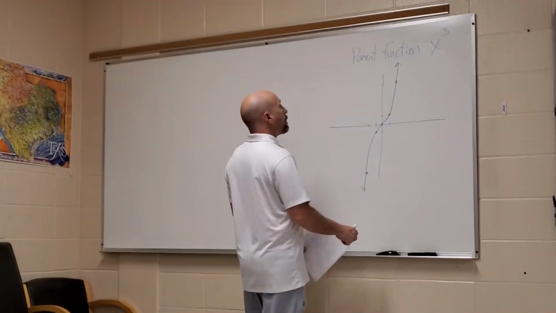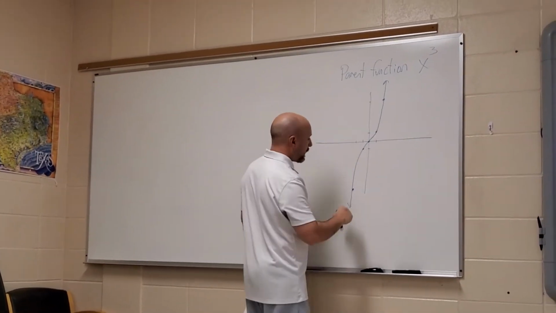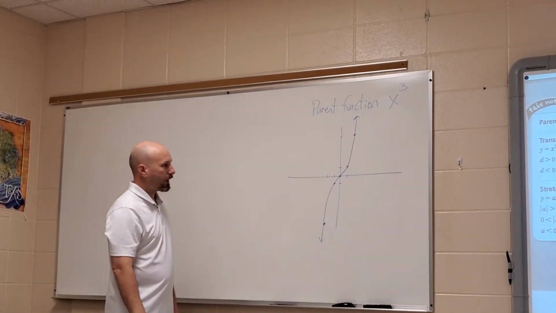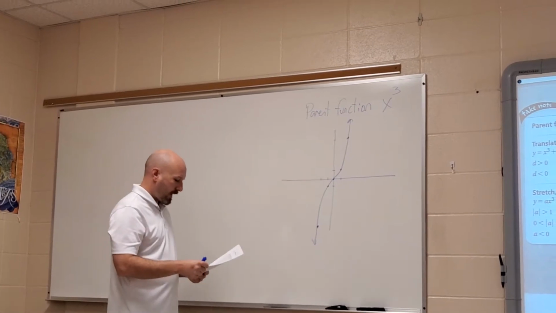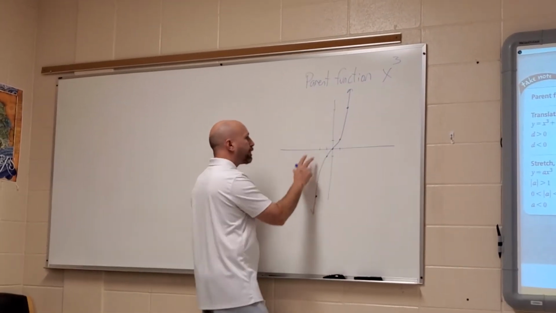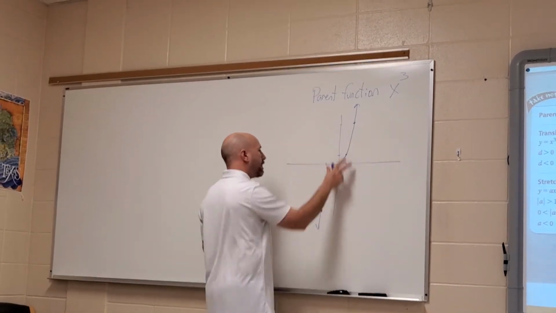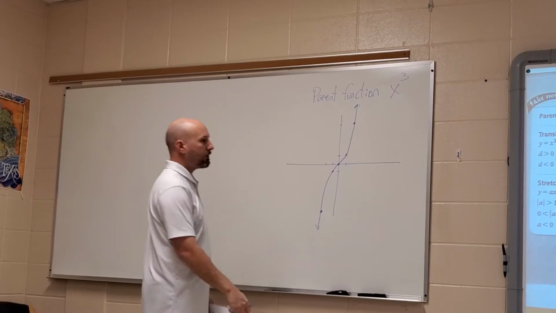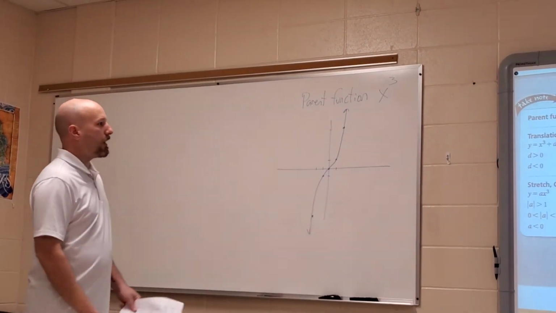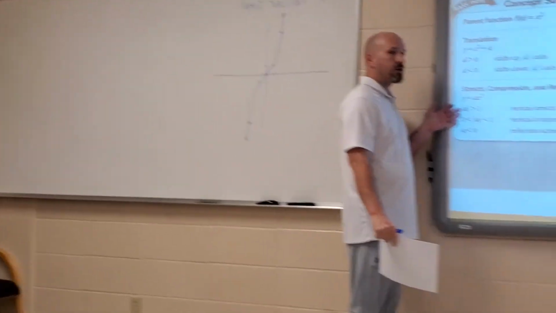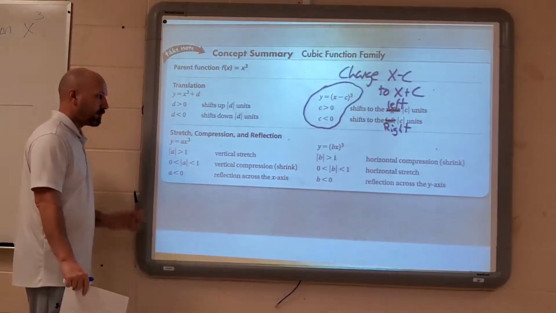All right, so the parent function x cubed looks like this. This is what the graph looks like. Okay? And we're basically just going to be shifting this graph around, either moving it up, left, right, down, and stretching and compressing it. Okay? And this is what you're going to keep referencing to understand what's going on here.